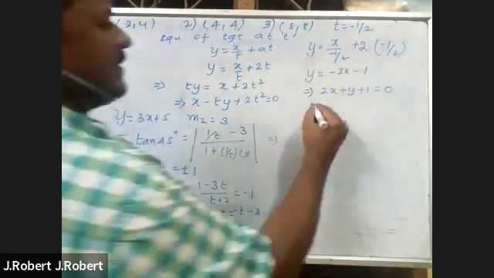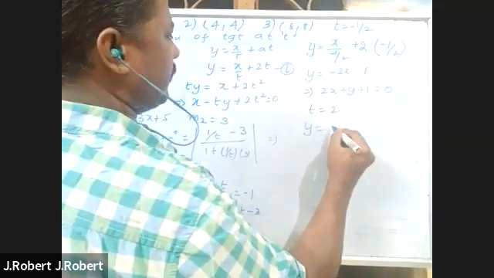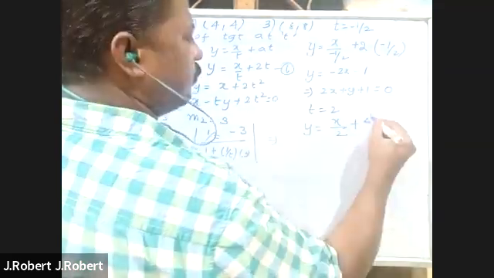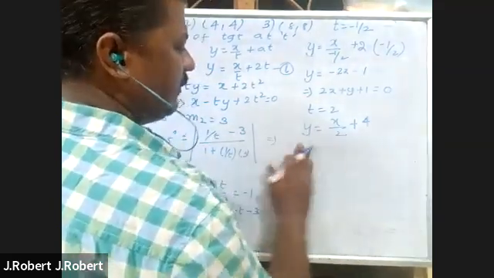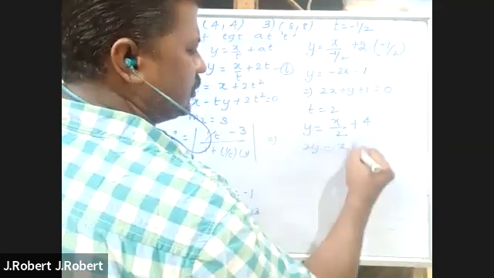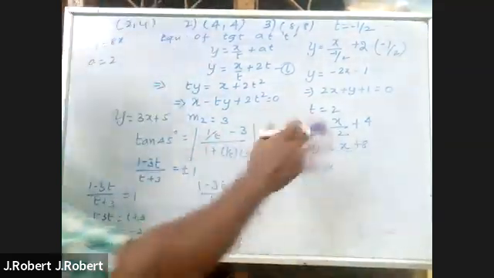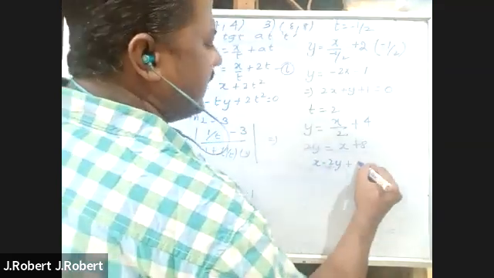This is the first equation. Another one, t is equal to 2. Taking the same equation 1, y is equal to x divided by 2 plus 2 into 2, which is 4. Take LCM, cross multiply, we'll get 2y is equal to x plus 8. Just keep it as x minus 2y plus 8 equal to 0.